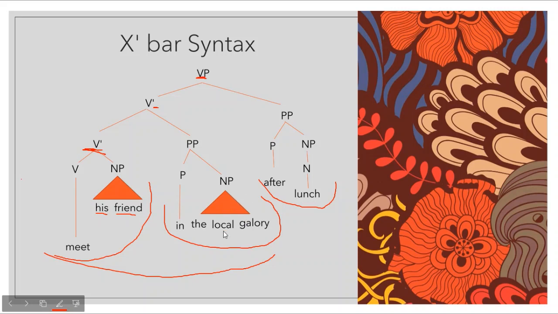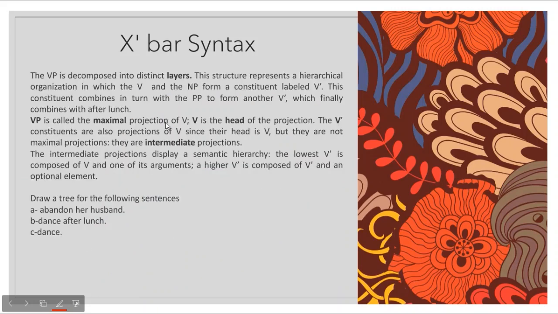So in this example we saw that in X-bar theory this layering gives us a representation of all the components, or all the constituents, of that sentence. The VP is decomposed into distinct layers, as we saw. This structure represents a hierarchical organization in which the V and the NP form a constituent labeled V bar.